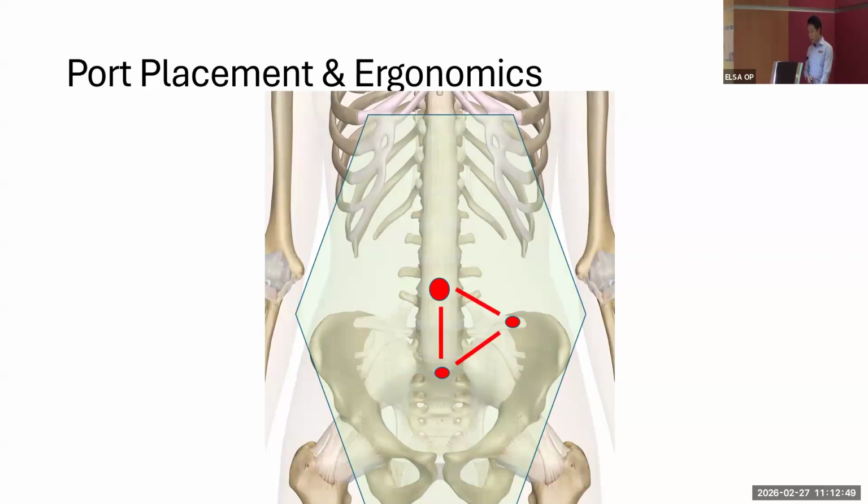I place my ports one fist width from each other, and this allows me to have good triangulation between my ports. I don't use any bony landmarks when I do laparoscopic surgery. I put in my camera port first, and then I look at the domains. I don't go near the bony prominences because I'll be limited by them. I put my other ports in based on what I find on diagnostic laparoscopy. There's no hard and fast rule. It's really about what you see in the case and how you adapt to it.